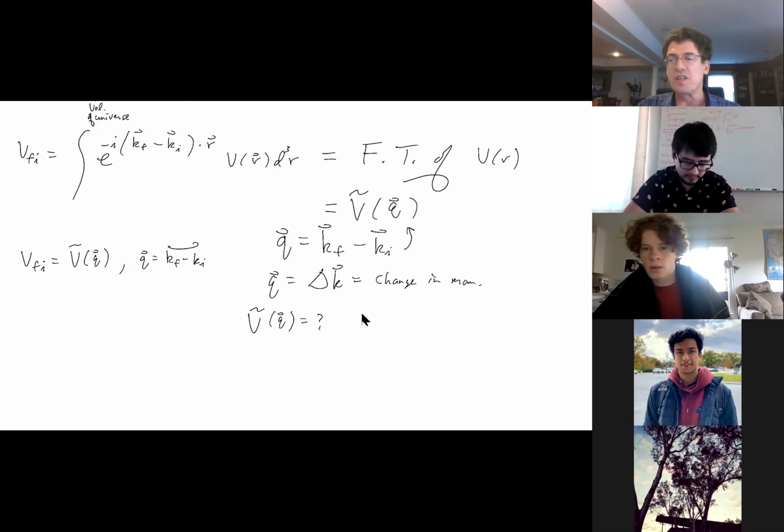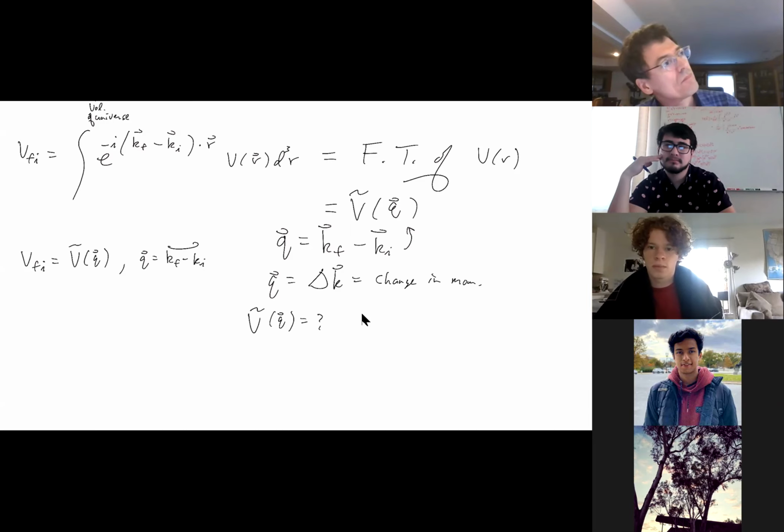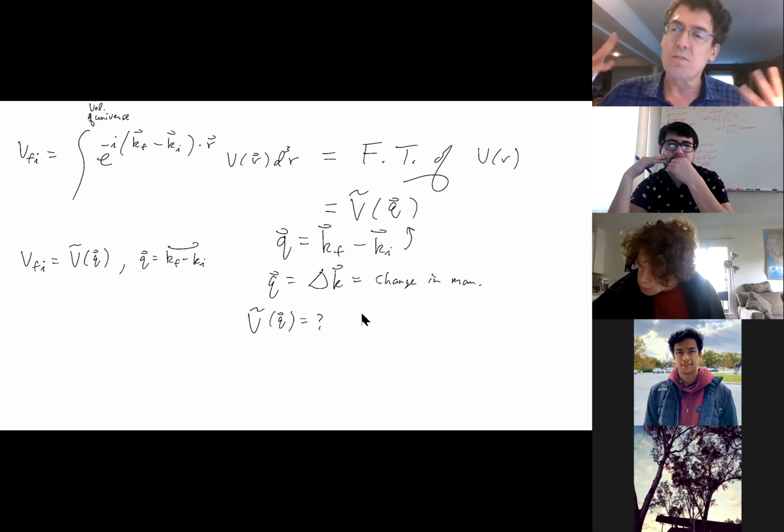What's a physical interpretation of the Fourier transform of V at Q? What does that mean? Is there a physical meaning to that? Is it like how the potential affects particles with that change of momentum? It is. You're right. That's the physical interpretation when we take into account the Born approximation.